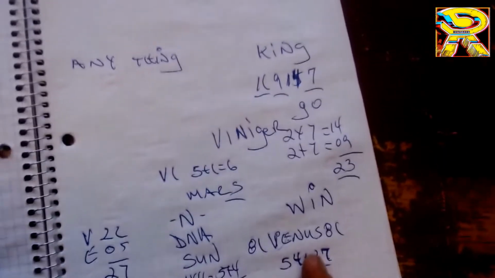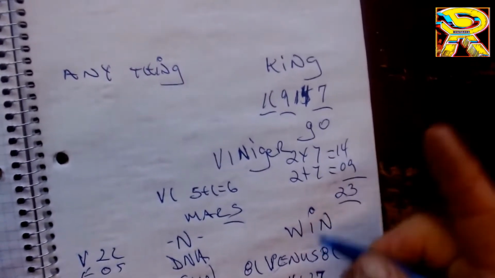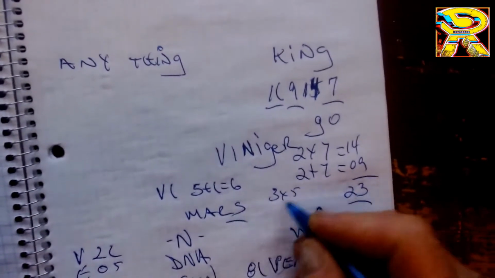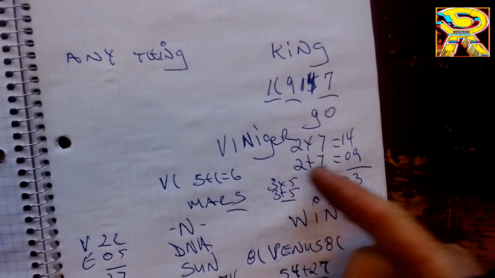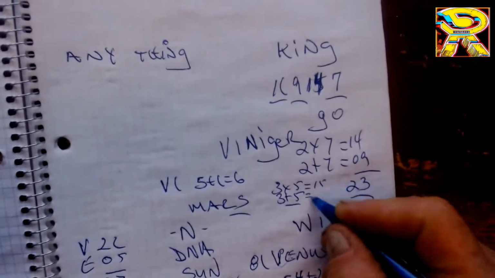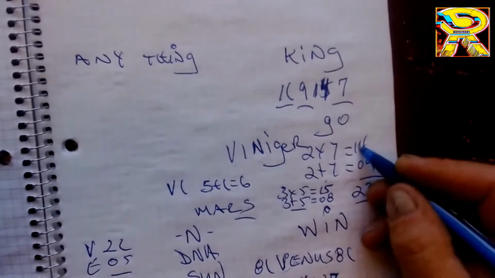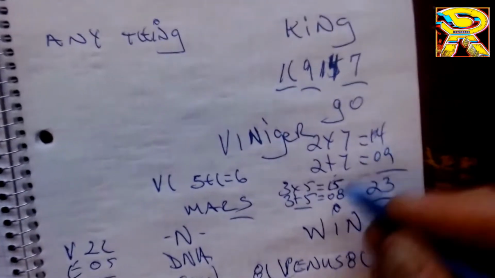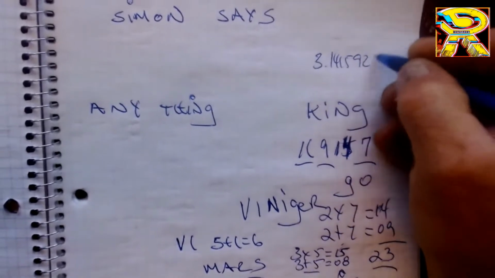Sun venue. 2 times 7, 2 plus 7. The next one is 3 times 5, 3 plus 5. The end result will be the same between these. Equals to 15 equals to 08. When these two come together, we end up with pi. 3.14159265.